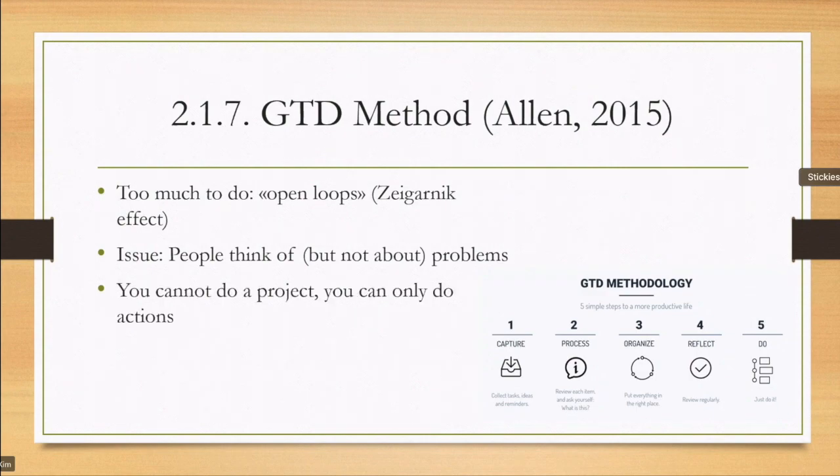If you have too much to do, you have a lot of open loops. So you have a lot of stuff in your head, and you might get lost easily, I would say. The issue is that people think about the problems, but do not actually do anything about them, and you cannot do a project. You can only do actions.